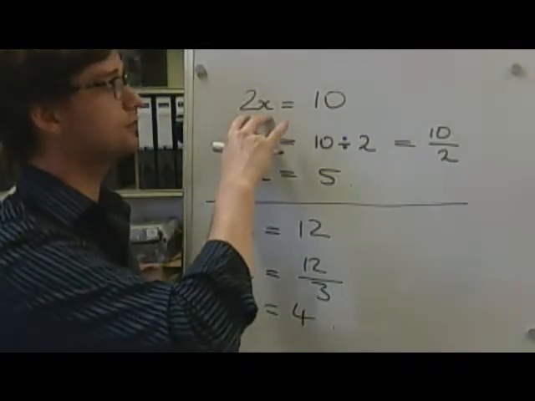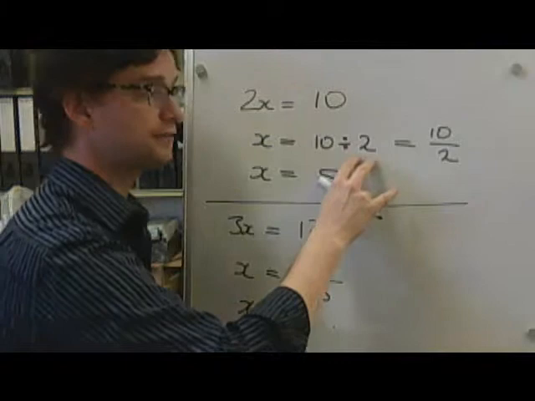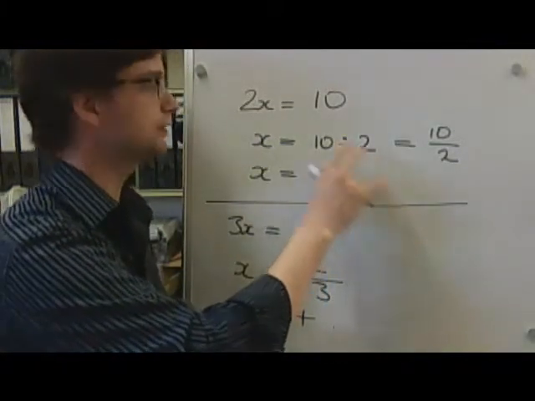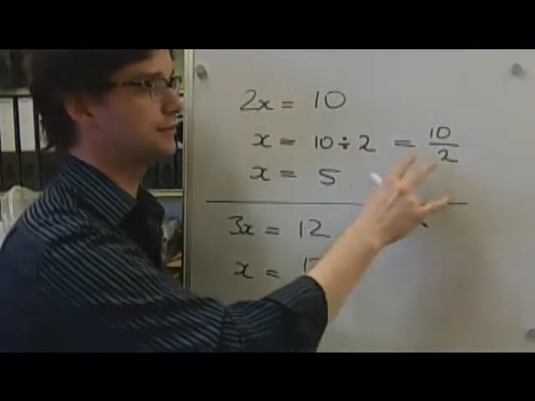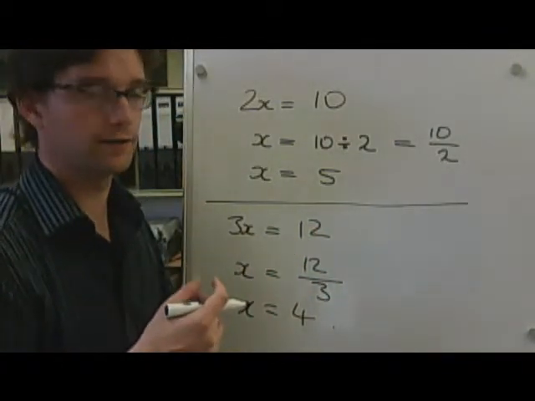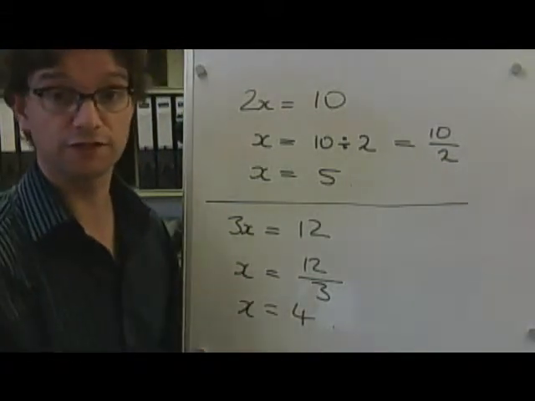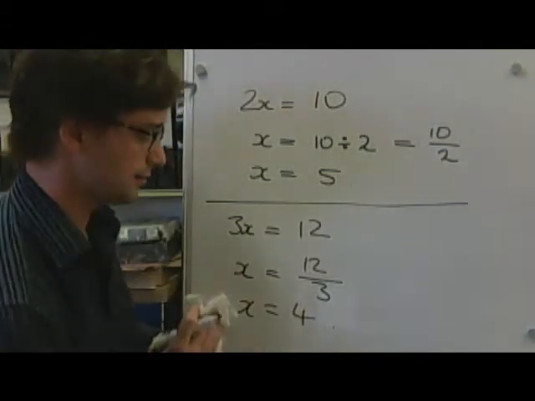And again, this is a change side, change sign. On this side, the 2 is being multiplied. On this side, we're dividing by 2. So we're moving from multiplying on one side to dividing on the other. So it's still kind of a change side, change sign thing. The way we solve simple linear equations is to put those two ideas together.